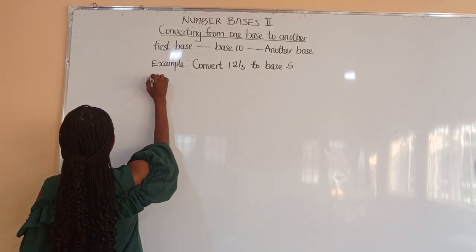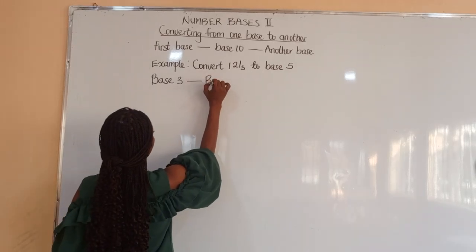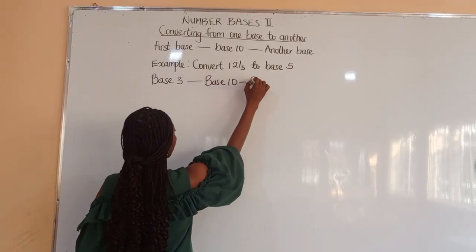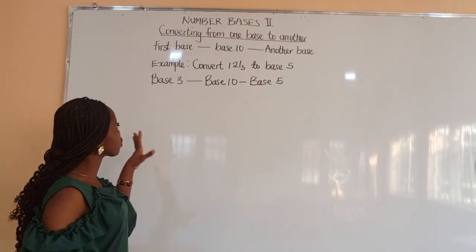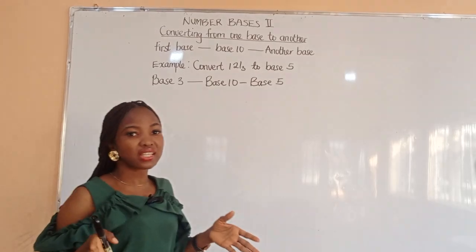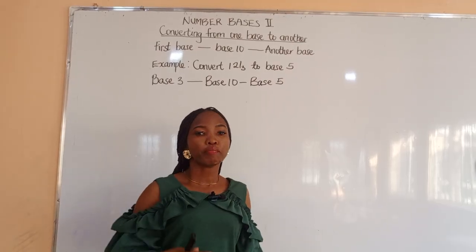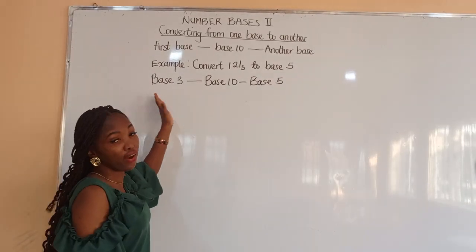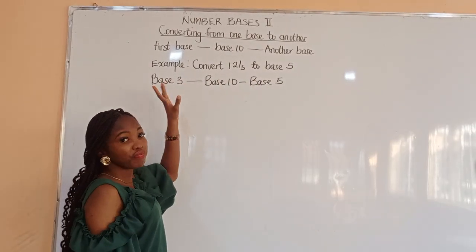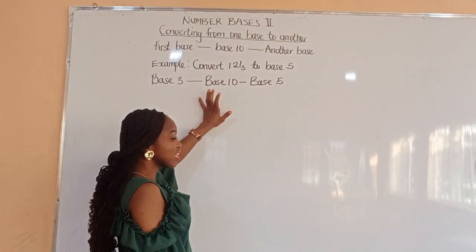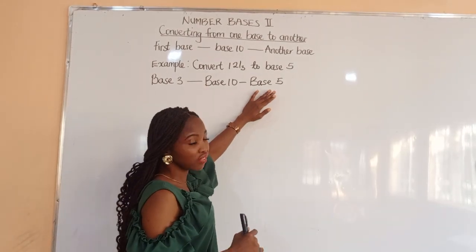So it means I'm going to convert base 3 to base 10 and finally to base 5. This is the only way to do it. You have to convert to base 10. Base 10 is like the middleman, whereby let's assume you have an interpreter. Base 10 is going to interpret what base 3 is saying to the understanding of base 5.